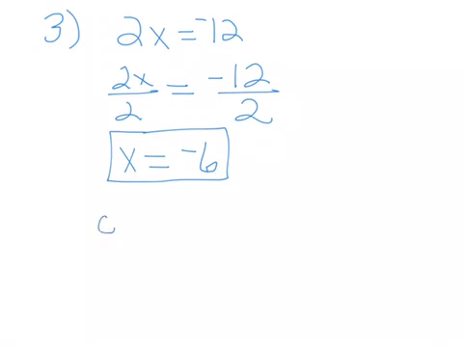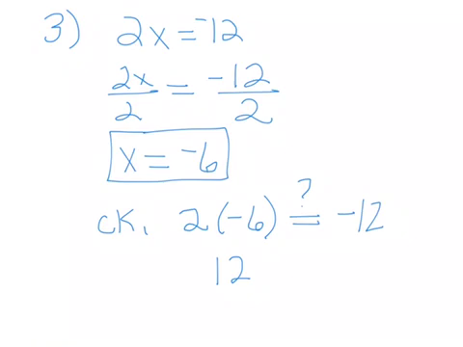If I wanted to, I could check that by plugging negative 6 in for x in the original equation. The original equation was 2 times x, so this would be 2 times negative 6, and I want to know if this is equal to negative 12. Well, 2 times 6 is 12. I'm multiplying, the signs are different, so it's a negative. Negative 12 does equal negative 12, so negative 6 checks, and that assures that that is our answer.